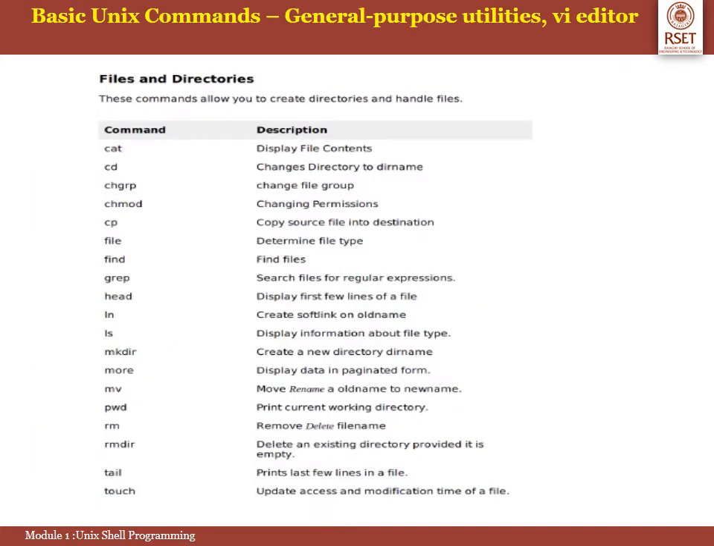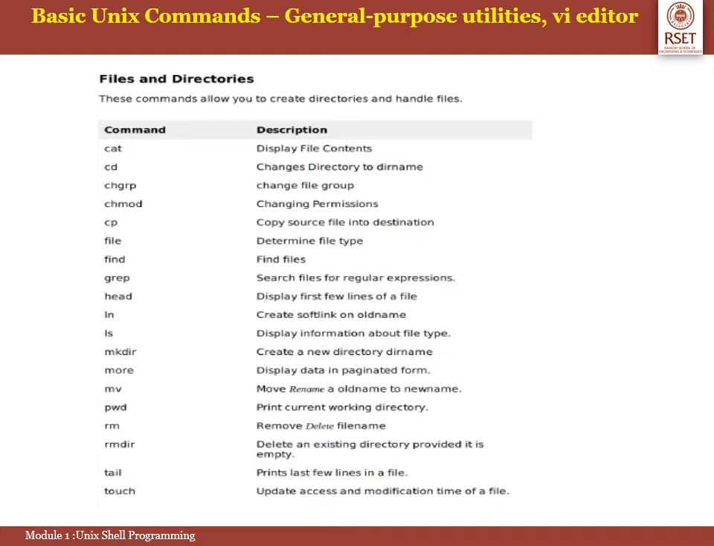Now we are going to see basic Unix commands. Based on the files and directories, there are a list of commands. First one is cat. The cat command will display the file contents. The cd command will change the directory from one to another. chgrp will change the file group. And chmod is used for changing permissions. cp will copy a file to a destination. Then the file command will determine the file type. Then the find command will find the files.